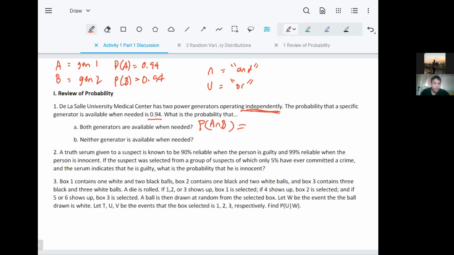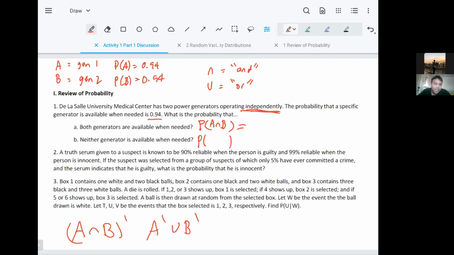Okay? So next, neither generator is available when needed. So ganyan gagawin natin tapos kayo na bahala sumagot. Ano dito sa letter B? Sige, tingnan natin. May sumagot ng A intersection B, complement daw niyan. A complement union B complement. Meron pang gustong sumagot.